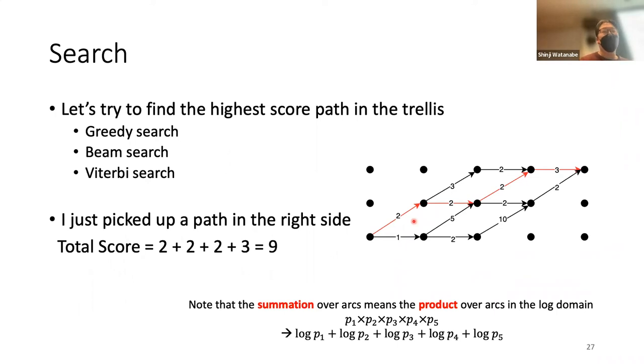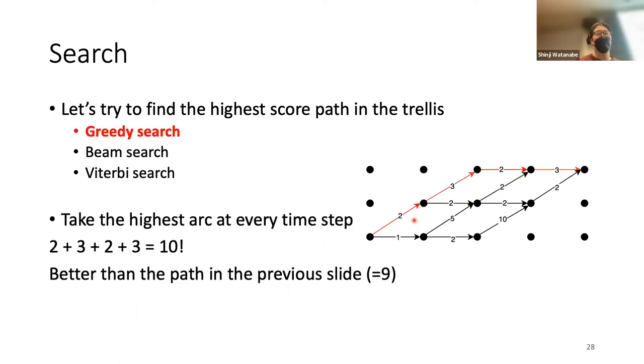And then I will explain three search algorithms here. One search algorithm is greedy search. Greedy search takes the highest arc at every time step. For example, now we are here, and which path should we take? This one has a high score, right? So we just move to here. And then next, we check the next two arcs, 3 and 2. Oh, this 3 is higher. So we just take this higher path. And then that goes to here and here. So in terms of the greedy algorithm, we can select this path.